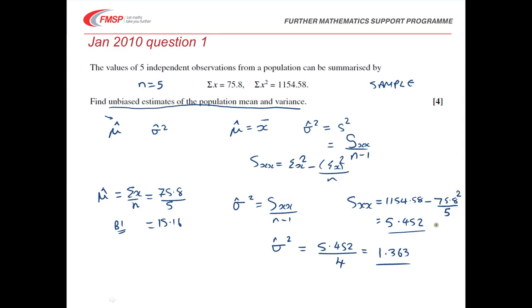Okay, so the way your method marks are awarded here is 1 is for using the formula, effectively to find Sxx. Another mark is for dividing by 4 in this particular case instead of 5, and you get an accuracy mark. Now other ways of doing this is you could work out your variance in the normal way, so dividing it by 5 and then multiplying by 5/4, and it gives you the same answer. So that's what you might see on some mark schemes as well.